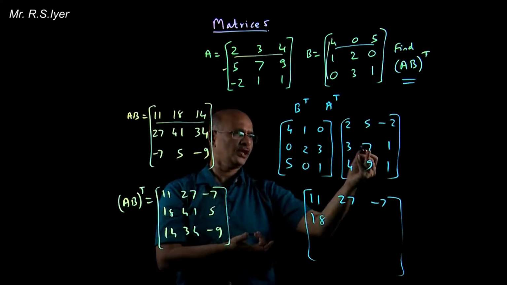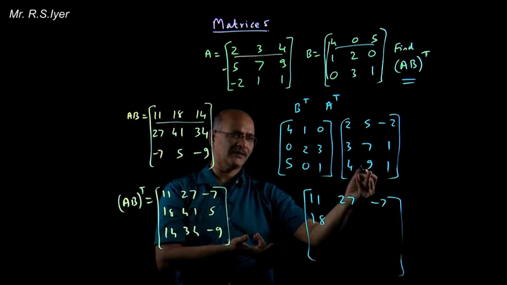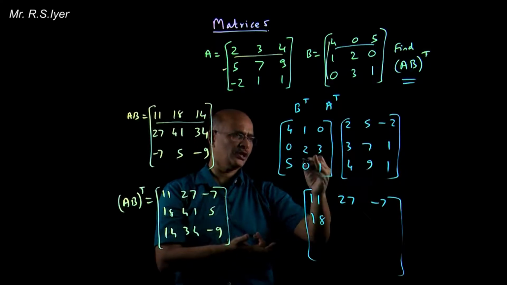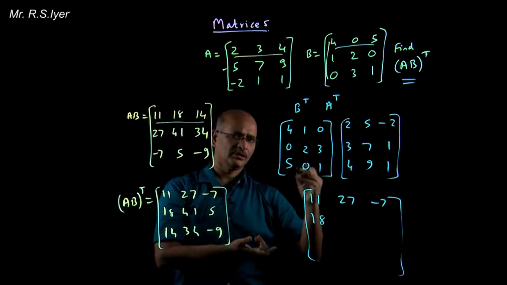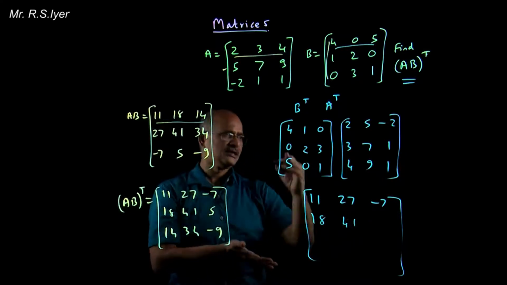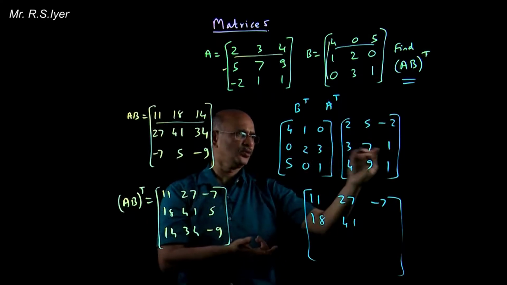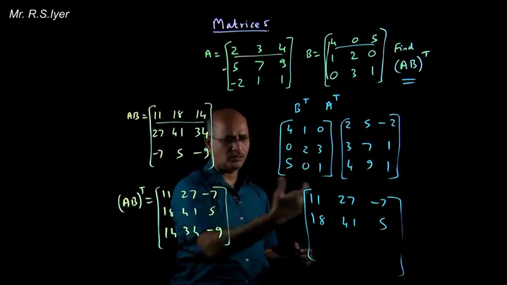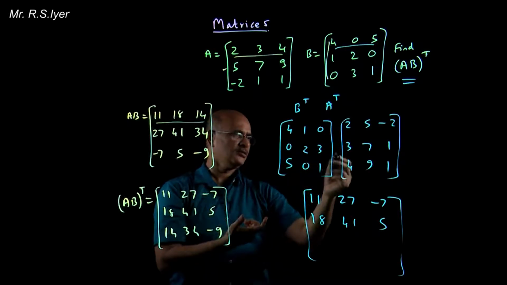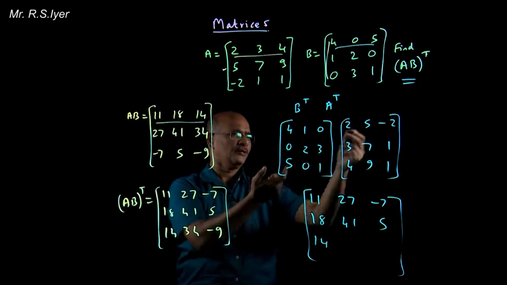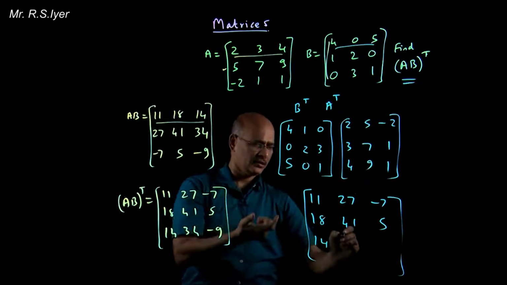0, 14, 9 3s are 27, try to understand. For 0, 2 7s are 14, 9 3s are 27. 27 plus 4, 31. So this is nothing but 41. Similarly, 0, 2, 3, 5. So the second row is over. Third row, try to understand. 5 2s are 10, 0, 4, 14. 25, 0, 9, 34.